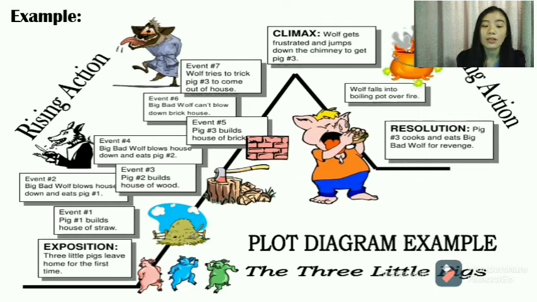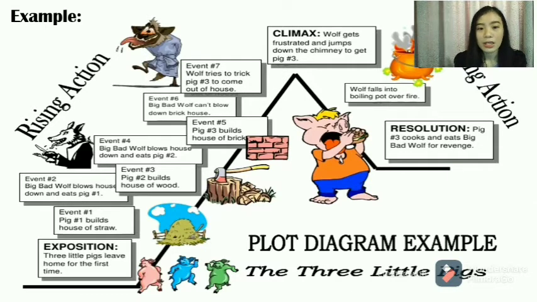Event 2 is the big bad wolf blows the house down and eats pig number 1. Event number 3 is when pig number 2 builds a house of wood, but then the big bad wolf blew it away and ate pig number 2. Event 5 is that pig number 3 built a house of bricks, and the big bad wolf can't blow down the brick house. Of course, who can blow down a strong and sturdy house, right?